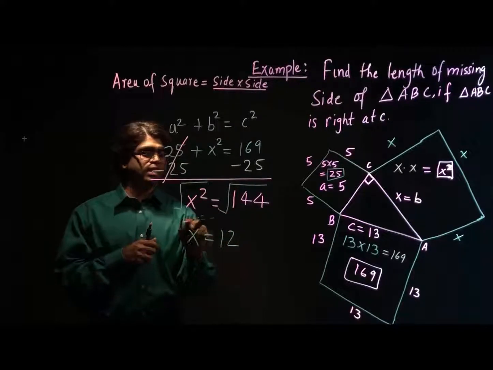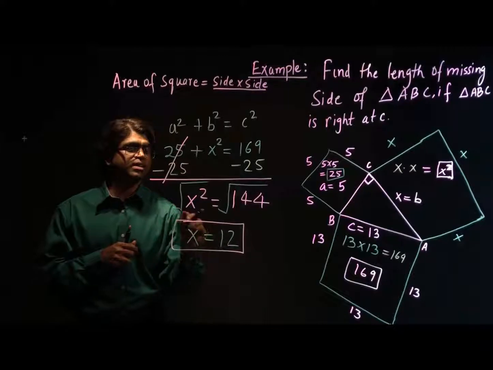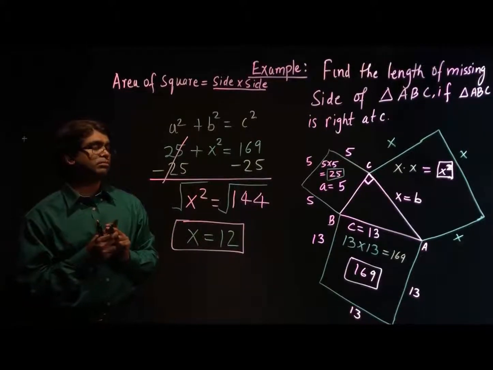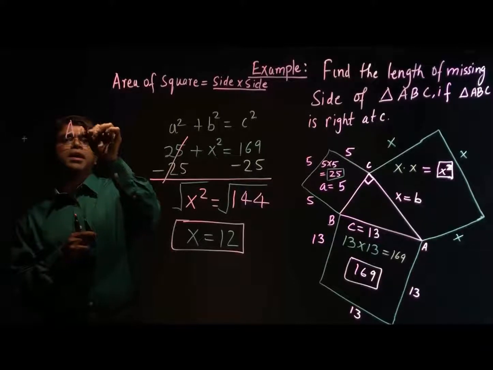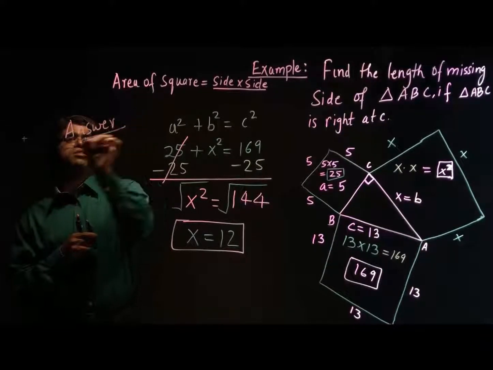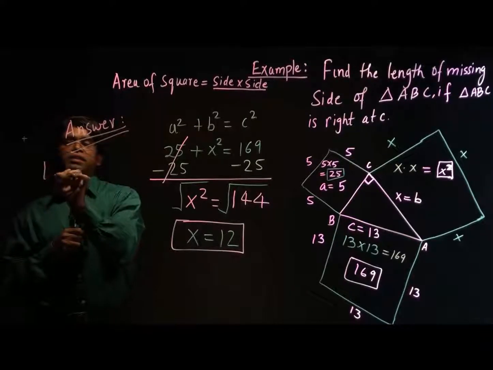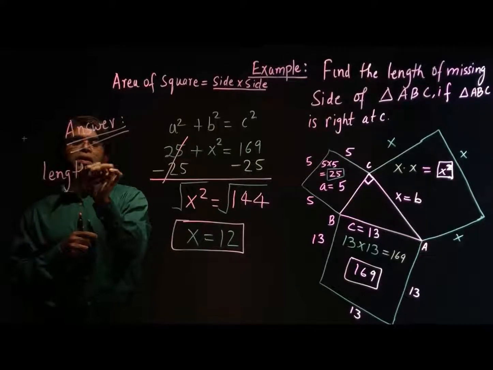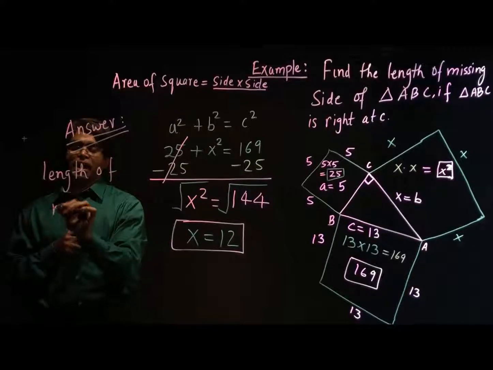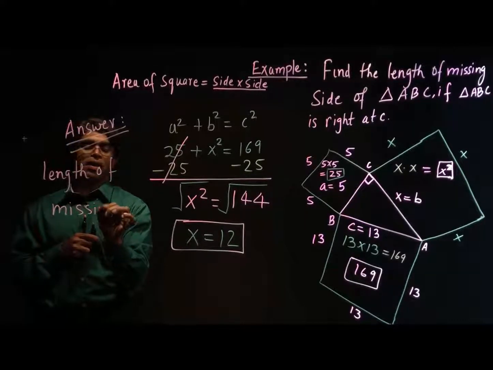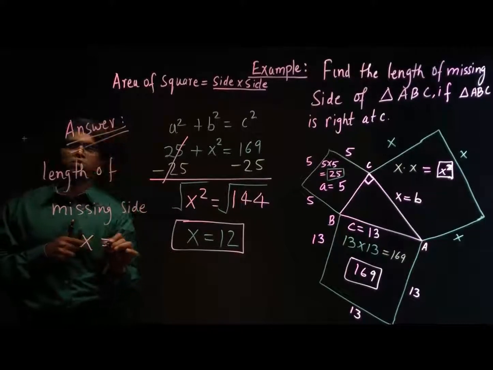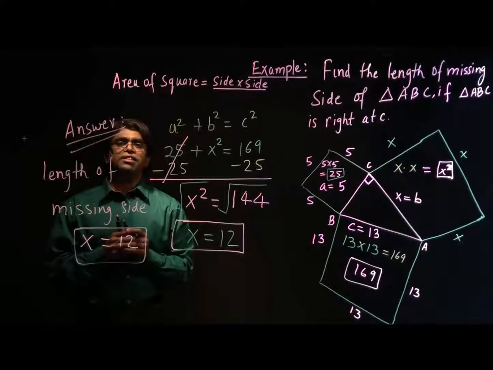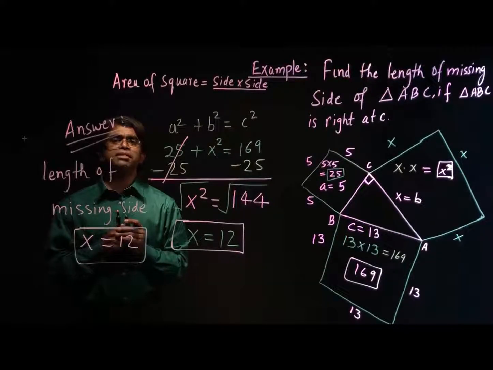As you can see, the length of the missing side of the square is 12. So my answer will be: length of missing side x is equal to 12. And this is how we will use the Pythagorean theorem to find the length of the missing side of the triangle.